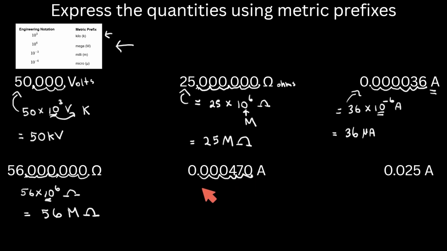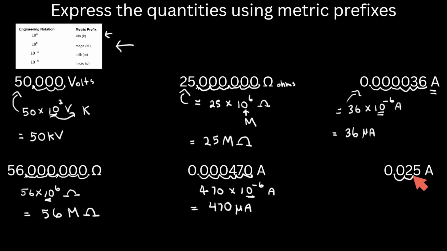All right, the next one, let's move 3 towards the right, and we can move another 3, so that makes it 6. So now we will have 470 times 10 to the negative 6, because let's keep this number the same, it's still a tiny number. So our final answer will be 470 microamperes.